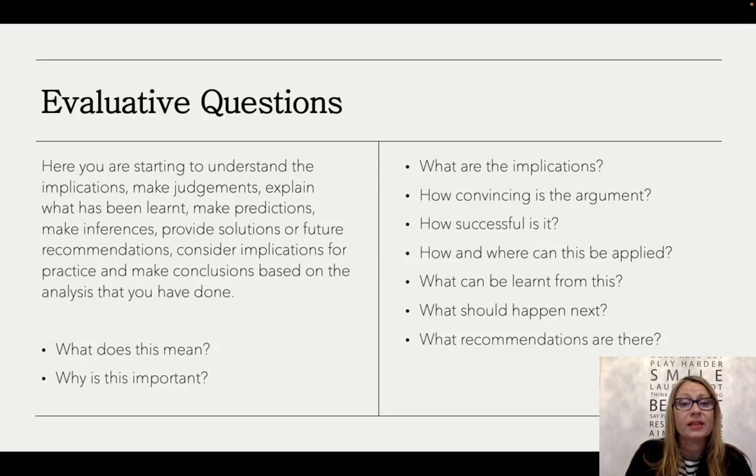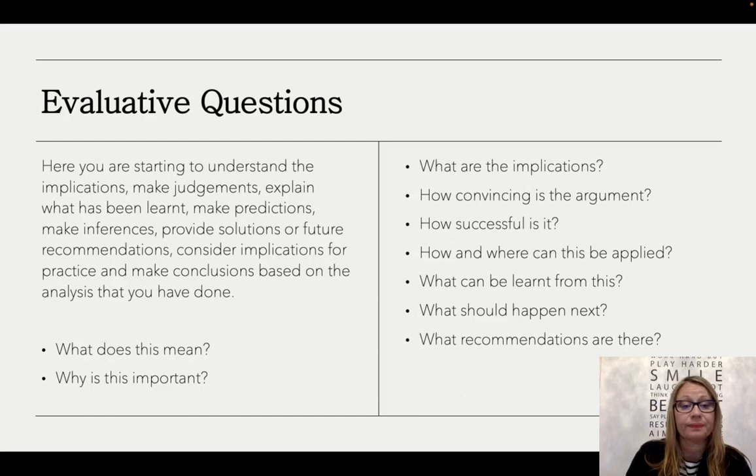In terms of evaluation, then, so pushing away towards those higher order thinking skills, you're starting to understand the implications of something. You're starting to make judgments based on the information that you've just provided. You can explain perhaps what's been learned, maybe make predictions or inferences from the argument you've presented. You can provide solutions or future recommendations, consider implications for practice, and make conclusions based on that analysis that you have done.